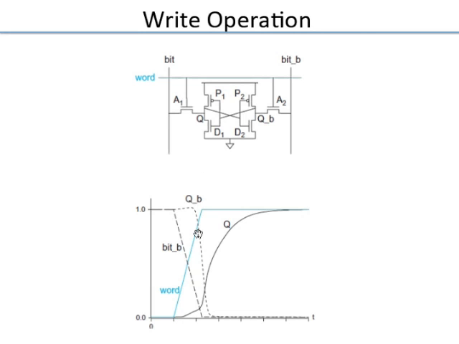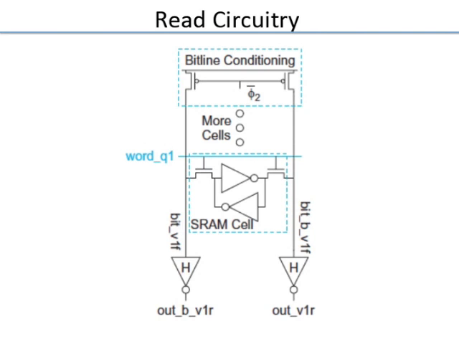Now this notion of being able to flip the cell or not being able: sometimes if it's poorly designed, when you read, you can flip the cell. You will destroy the contents of the cell. That is called instability, or it's unstable. Similarly, when you write, you may fail to write. The cell is so strong that it doesn't overturn. So both of these are captured by what are called noise margins: read noise margin, write noise margin. We'll look at that in a later class.